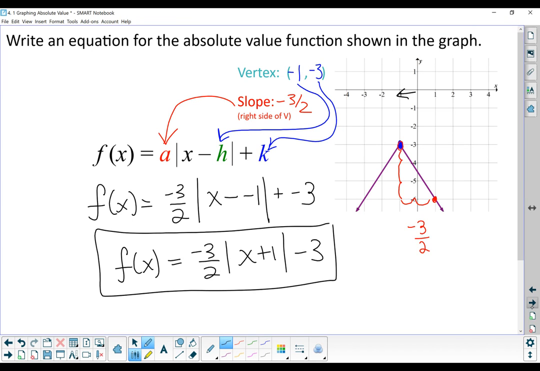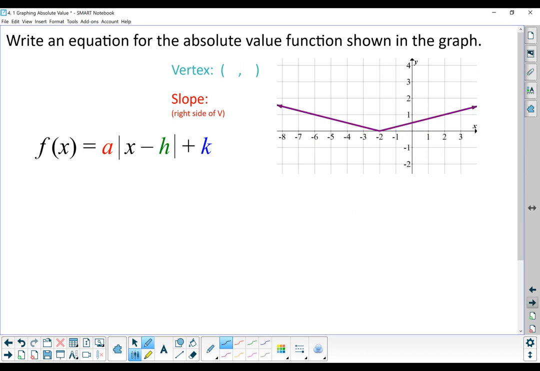Okay, so I have one more of those, and then we'll talk about one last type of problem. So again, start by identifying your vertex. This one's at -2, 0. And then count off your slope, looking for where it's crossing at a nice point, looks like here. So our graph has a slope on the right side of that v of 1/4.